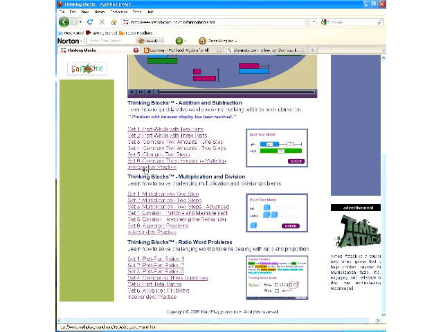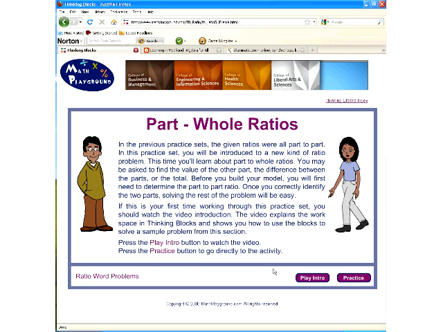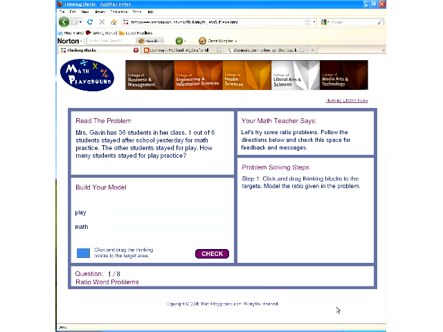And then in the independent practice section, I'm not presenting a tutorial to them. I'm letting them solve the problem on their own. But if they need help, there's a video with a similar problem that will show them how to get started. So let's take a look at ratio word problems. We'll go to part-total ratios. You're given a little introduction. If you play the intro, there'll be a video that students can watch, but we'll just go right to practice.